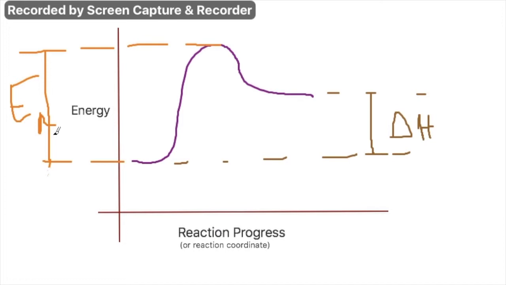So delta H is the difference between where you start and where you end. Activation energy is the difference from where you start to your highest point. Thermodynamics doesn't care one bit about the highest energetic point. It just cares about the difference between where you start and where you end.